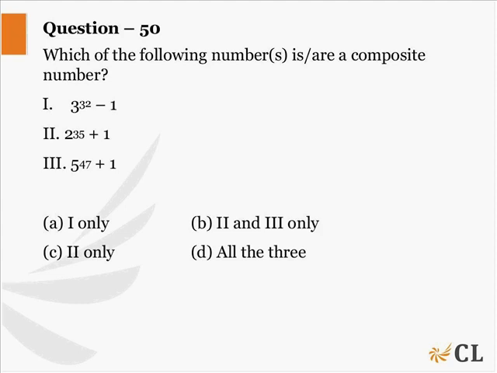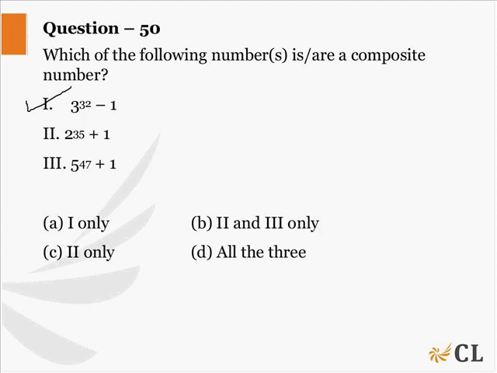Man is saying 2. Yes, because 3 to the power 32 is an odd number, 1 is an odd number. Odd minus odd has to be even. An even number has to be a multiple of 2. So the first number is clearly even, which is a composite number in that case. Alright.